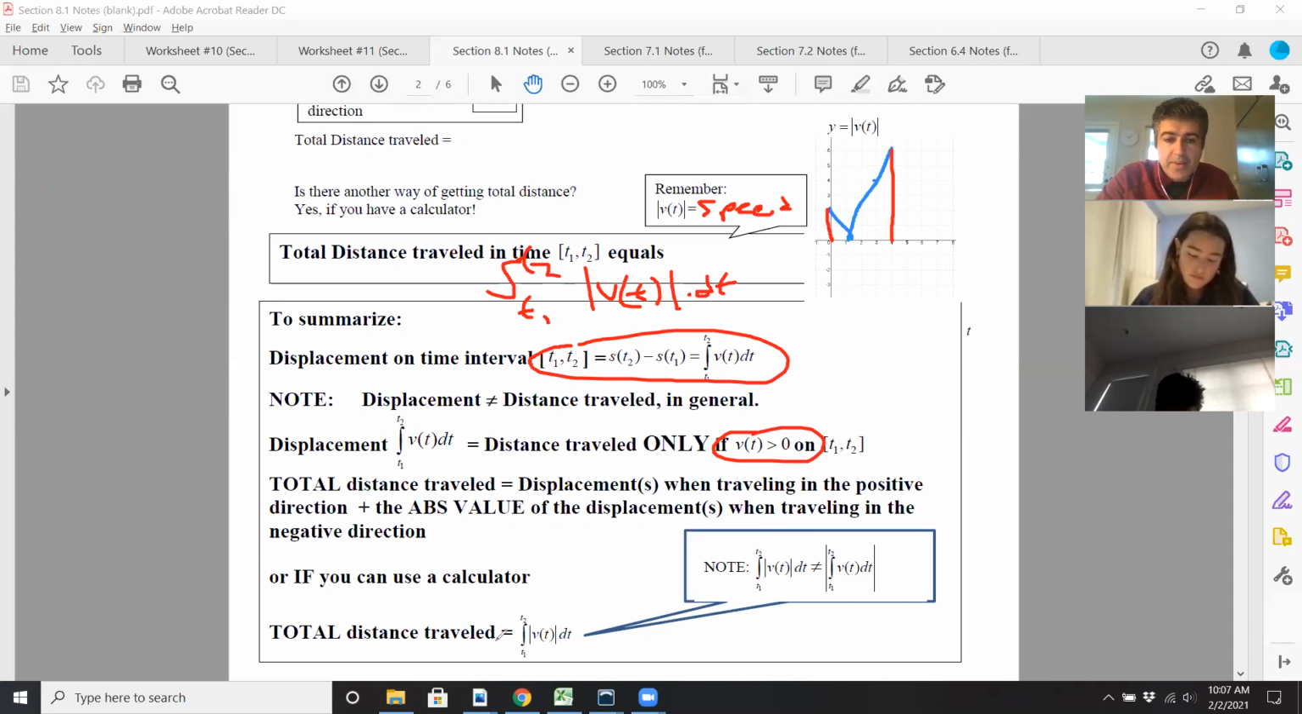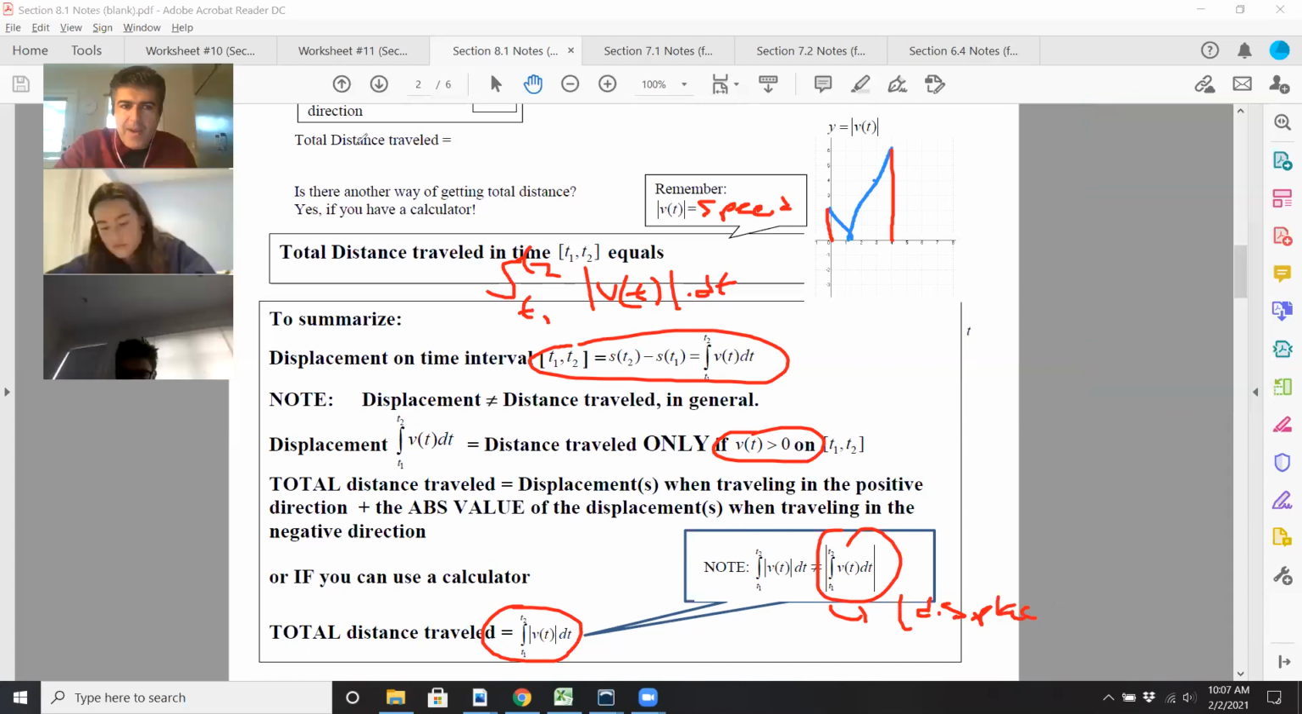Or you can just use your calculator. And remember, you've got to do the absolute value of velocity, not the absolute value of the whole thing. That just gives you the absolute value of displacement. Who cares about that? In fact, we want displacement to be sometimes negative, so the absolute value of the whole integral does nothing for us. We've got to take the absolute value of the velocity and then integrate it, and that's where you use a calculator to help you out.